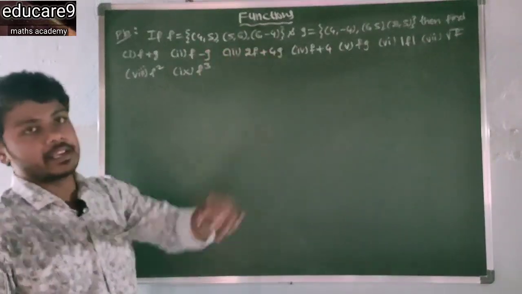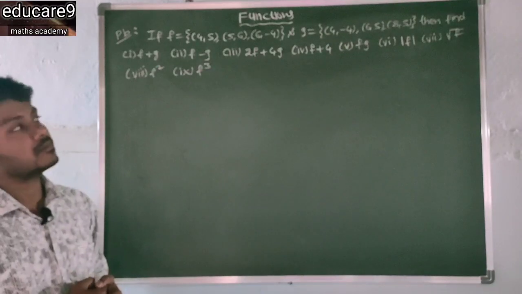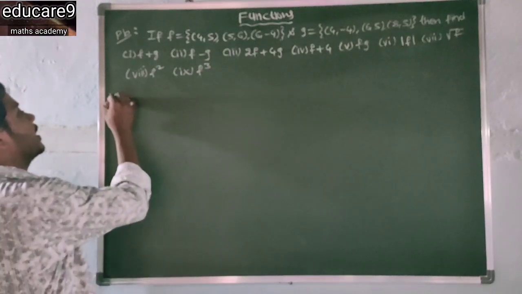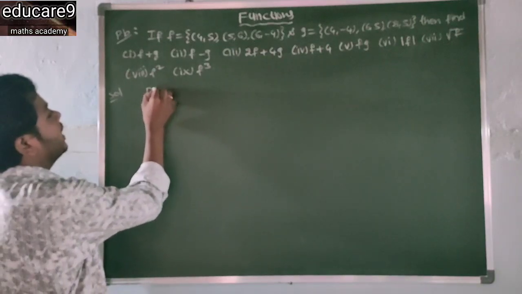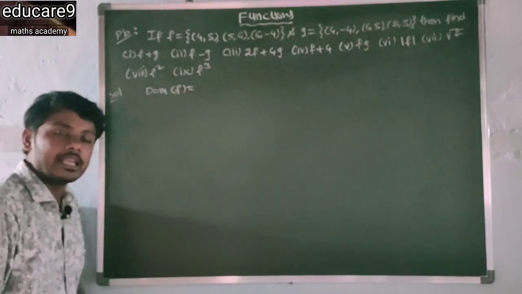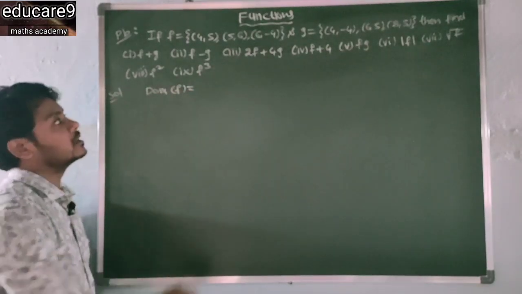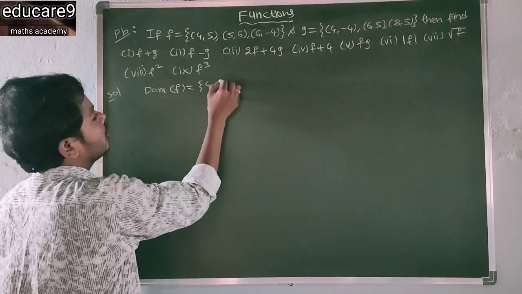See the next question. F and g are given, then find these values. See here, solution. So clearly, the domain of f. So what is the domain of f? All x coordinates are domain values. So there are 4, 5, 6.